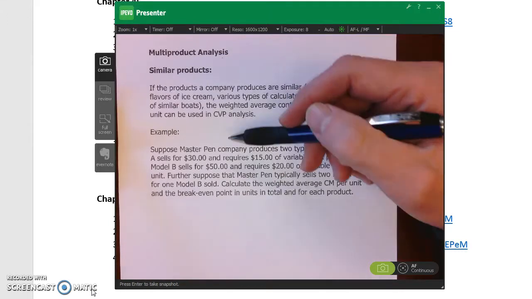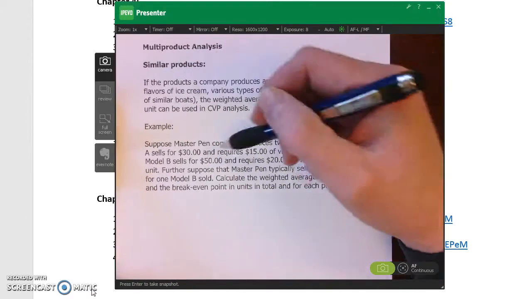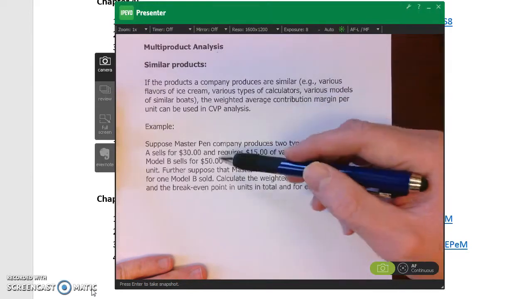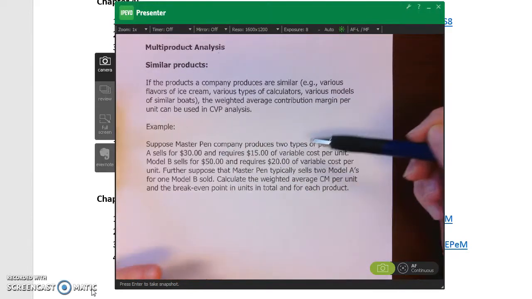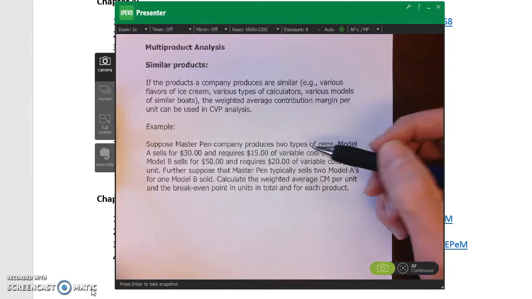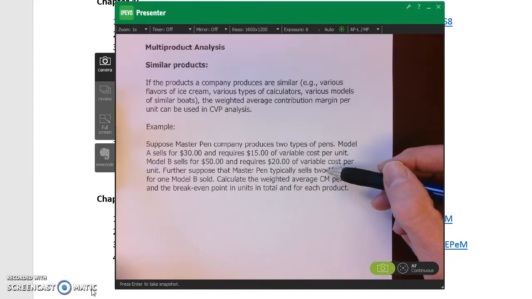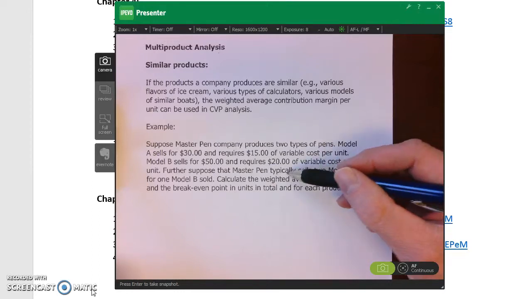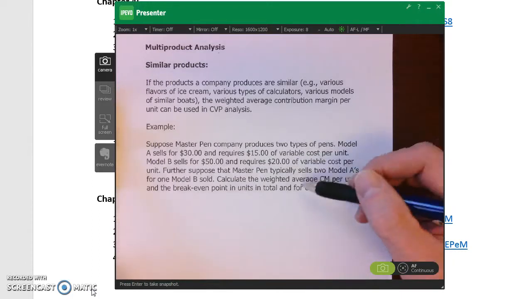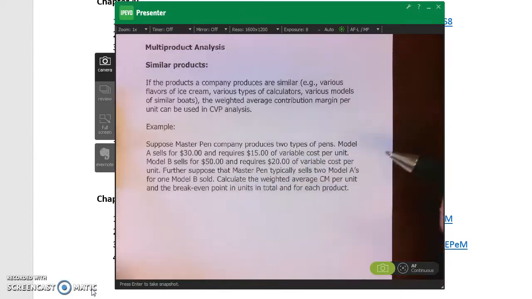Okay. Now look at this example. Suppose Master Pen Company makes two types of pens. Model A sells for $30 and has $15 of variable cost. Model B sells for $20 of variable cost. And here's what we call the sales mix. Master Pen typically sells two Model A's for every Model B. Calculate the weighted average CM per unit and then the break even.